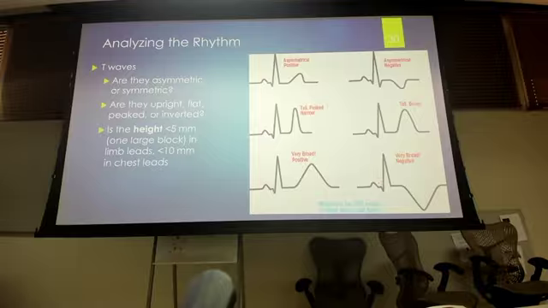But what we shouldn't have are those real tall ones, greater than 5 in our limb leads or greater than 10 in our precordial leads. We shouldn't have those real tall T waves, and they shouldn't look real wide and crazy like this one. This is concerning for some sort of CNS problem, some sort of hemorrhagic problem in the brain, probably some sort of stroke. Typically you want that slow upslope and then that quick downslope, not real peaked and not flat or inverted.